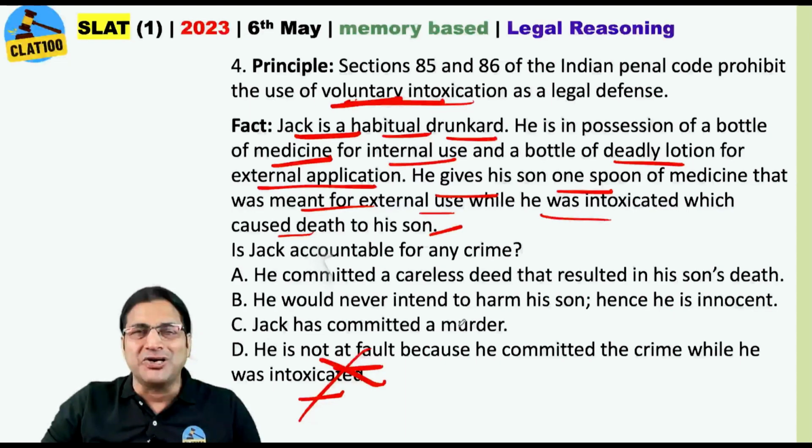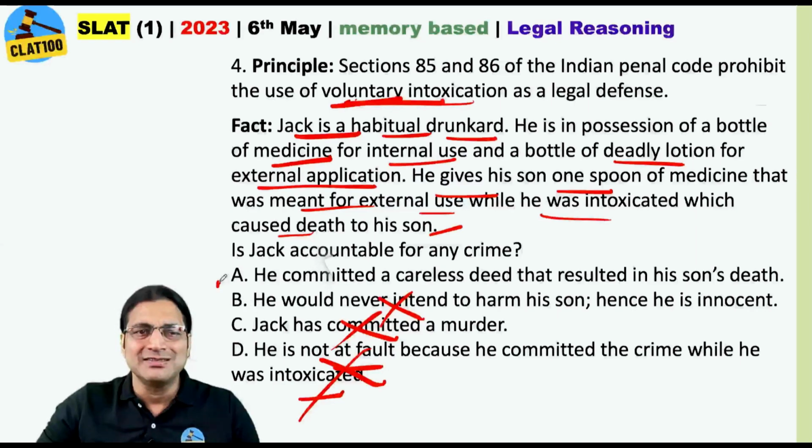Jack has committed a murder. Come on, for murder, mens rea should be there. He certainly did not intend to kill his son. Right, so this cannot be the answer. He would never intend to harm his son, hence he is innocent. Irrelevant, isn't that? Why should I even be reading the first option?